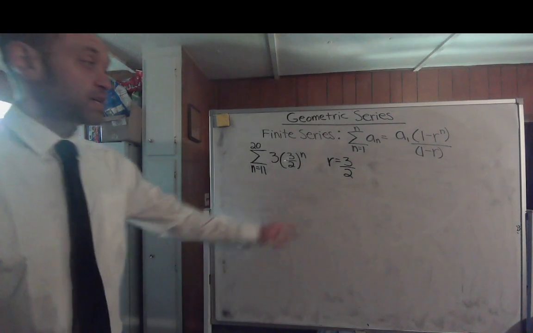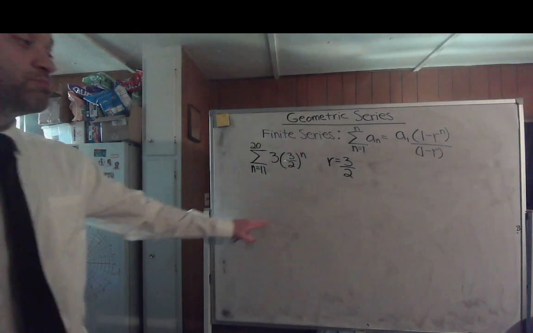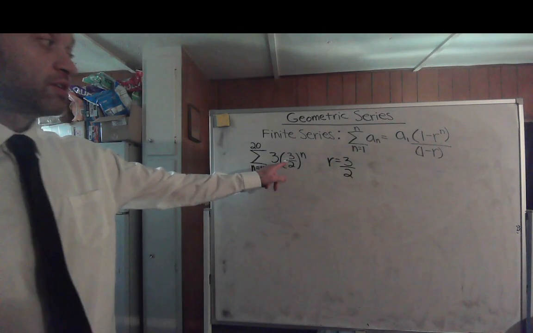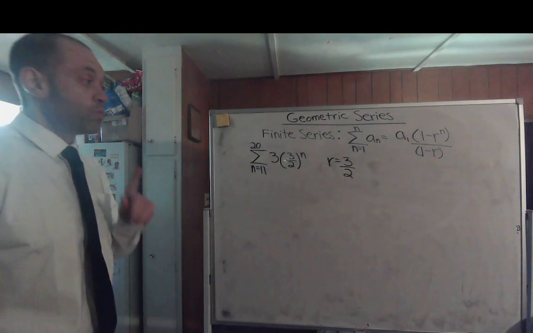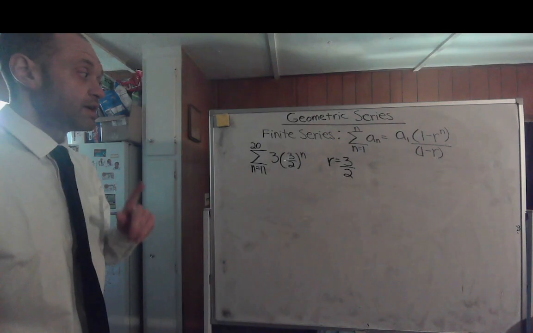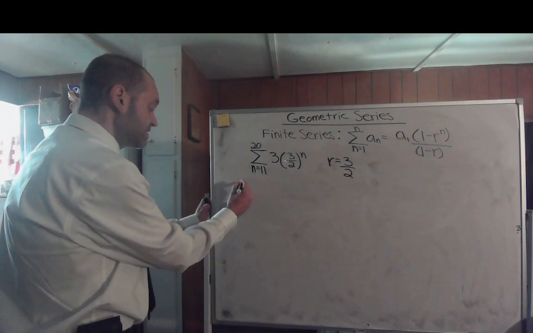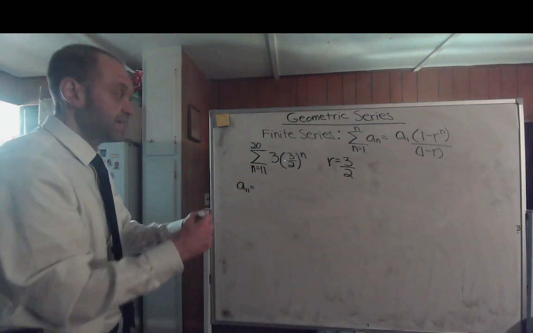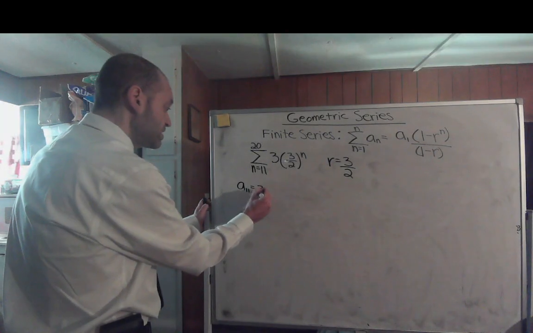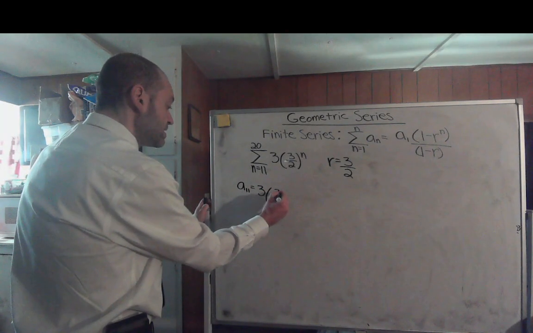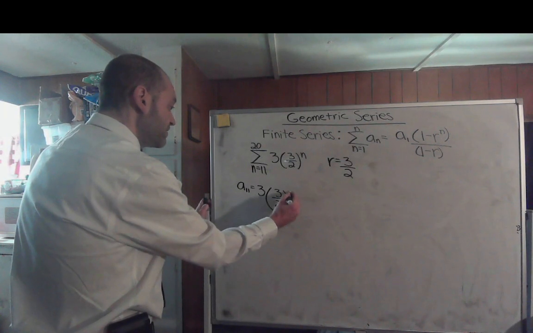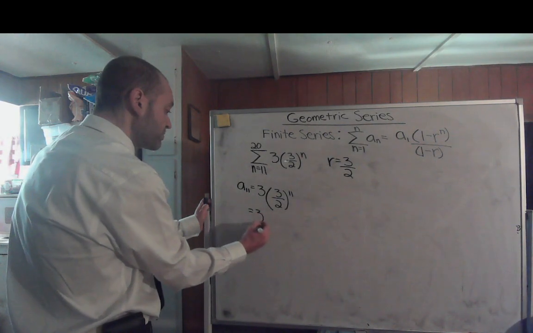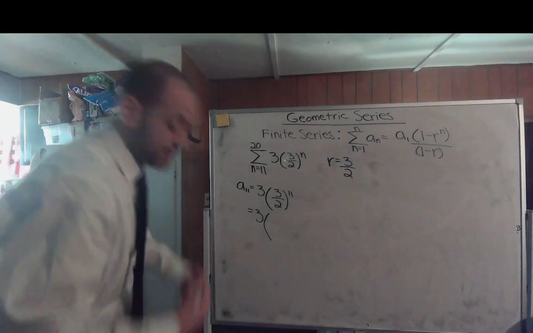All right, we know the common ratio is going to be 3/2. We can clearly see that. But what's your actual first term? That's actually going to be a sub 11, isn't it? A sub 11 is your first term, since that's your index of summation. So that's going to be 3 times 3/2 to the 11th power, which is going to give you 3 times whatever the heck that is.